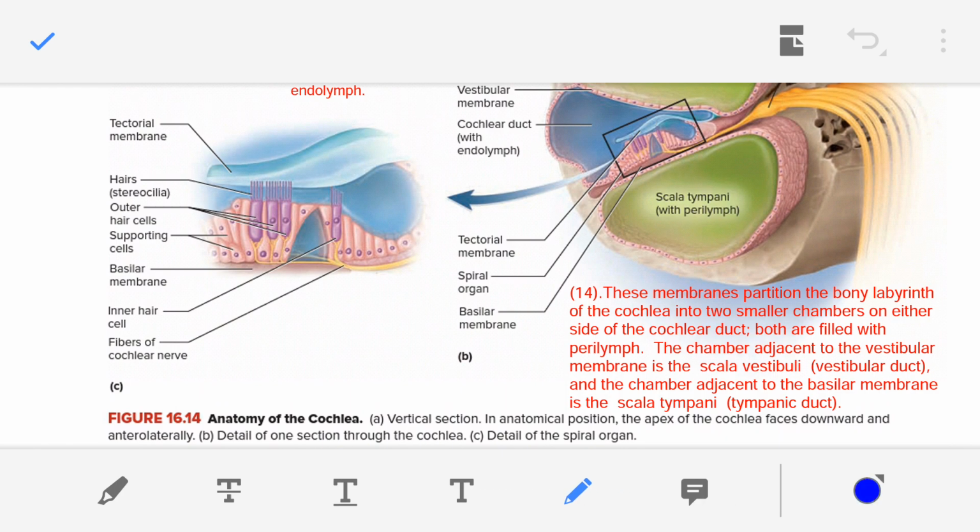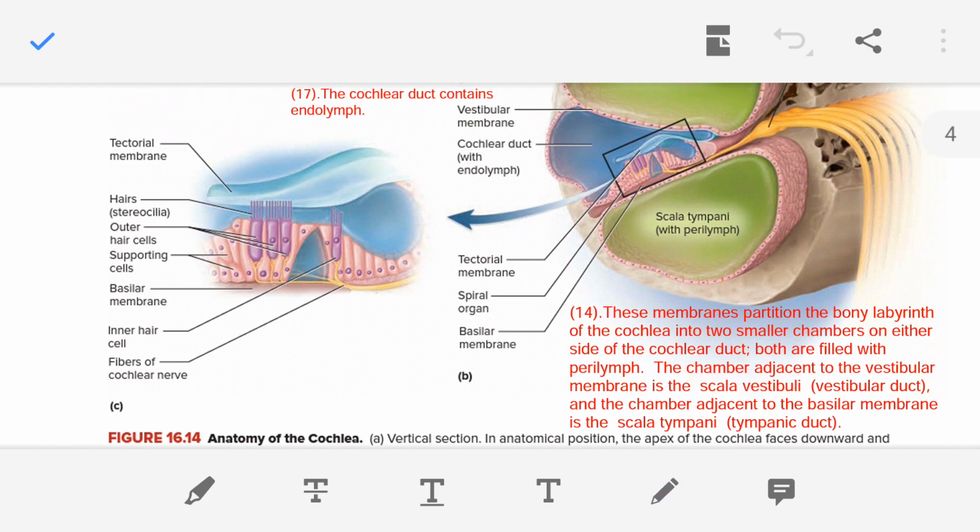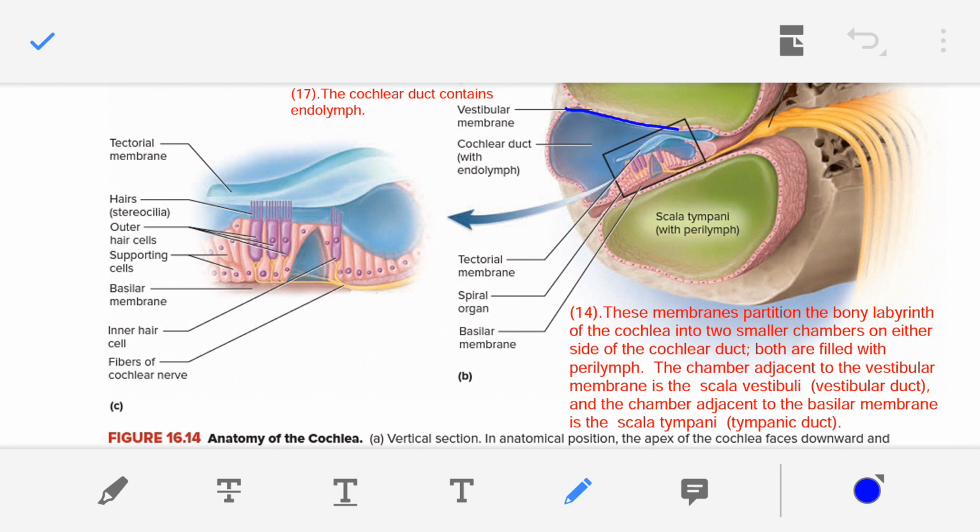The membranous partition, the bony labyrinth of the cochlea. These membranes, which membrane are we talking about? See, this membrane is the vestibular membrane, and the second membrane is the basilar membrane. What these two membranes are doing is partitioning the bony labyrinth, dividing the bony labyrinth of the cochlea into two small chambers.